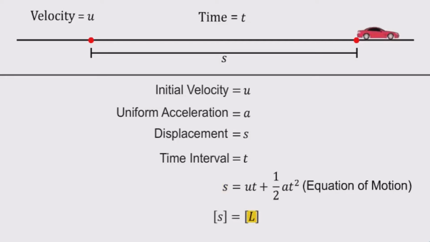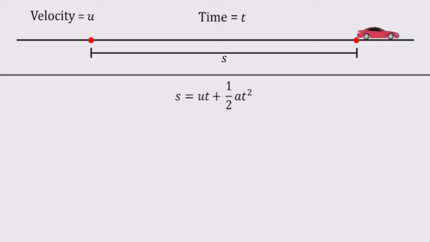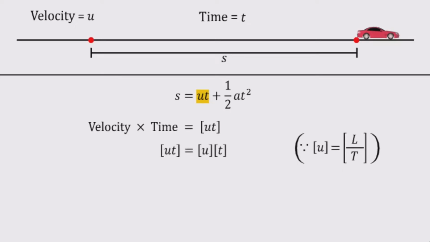On the right-hand side of the equation, we have 2 terms, each involving the product of 2 different quantities. The first is ut and the second is half at square. When the magnitudes of two or more physical quantities are multiplied, their dimensions are also treated in the same manner as done with ordinary algebraic symbols. In this case, the first term is the product of velocity and time. The product of the dimensions of these quantities is LT power minus 1 into T, as shown. On simplification, we get L.